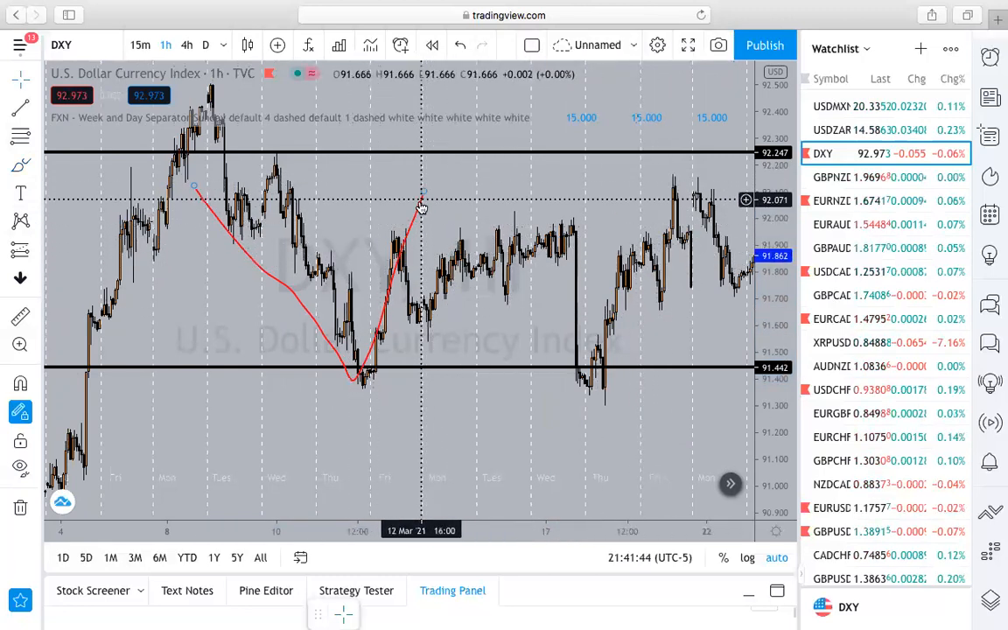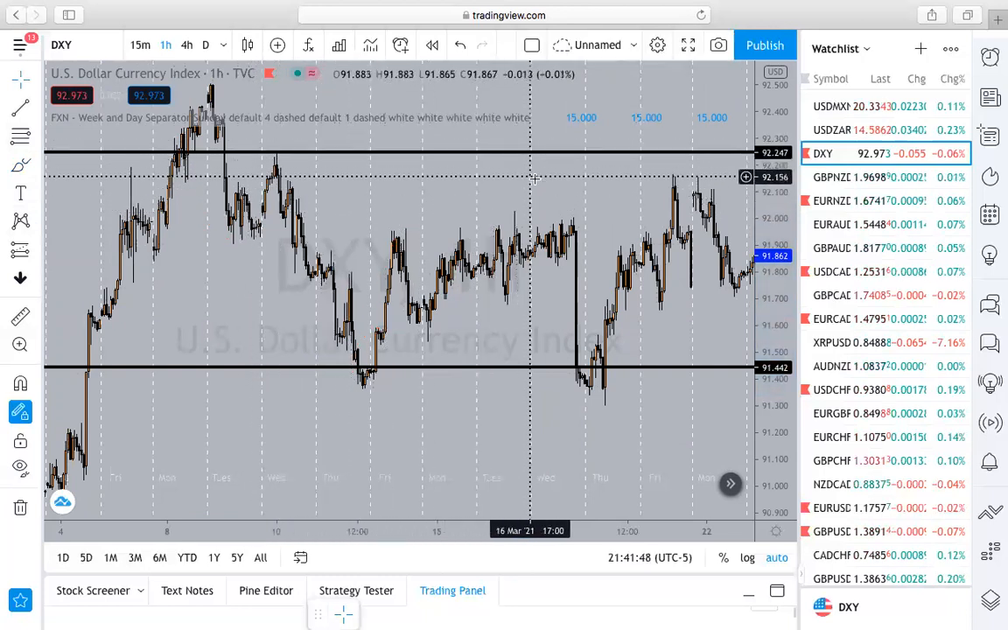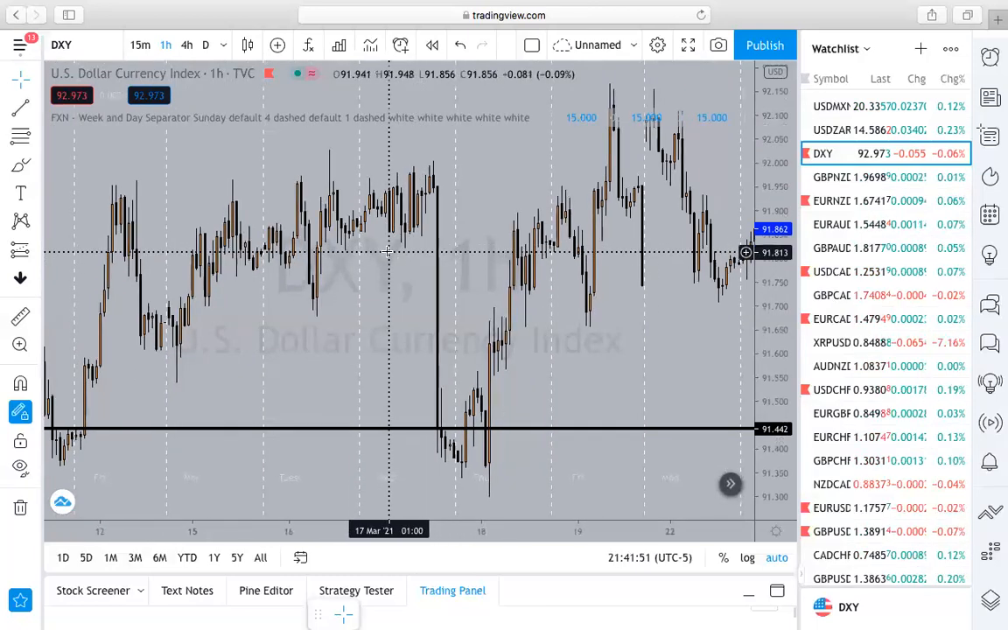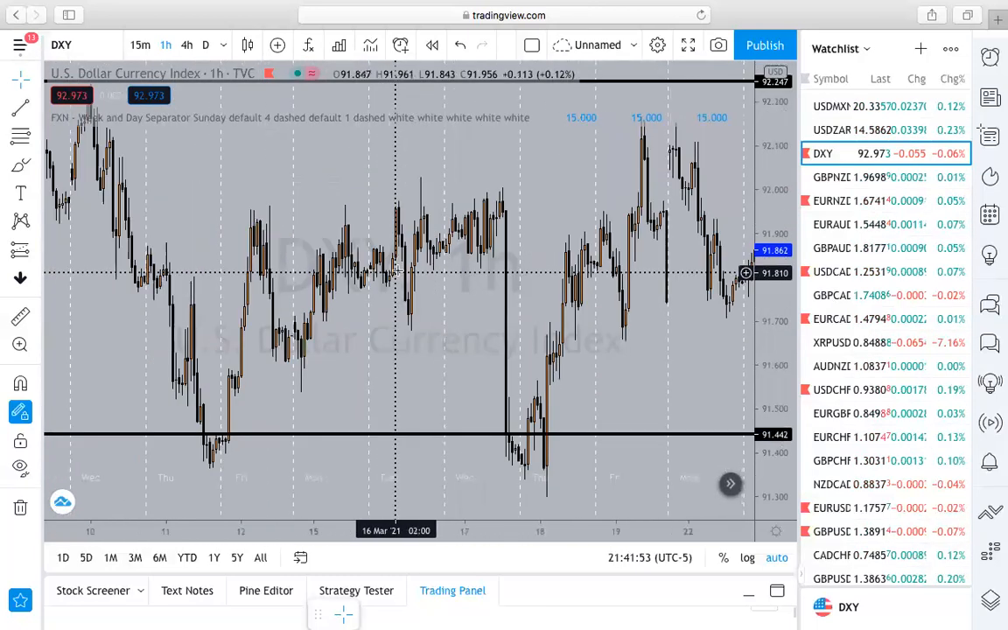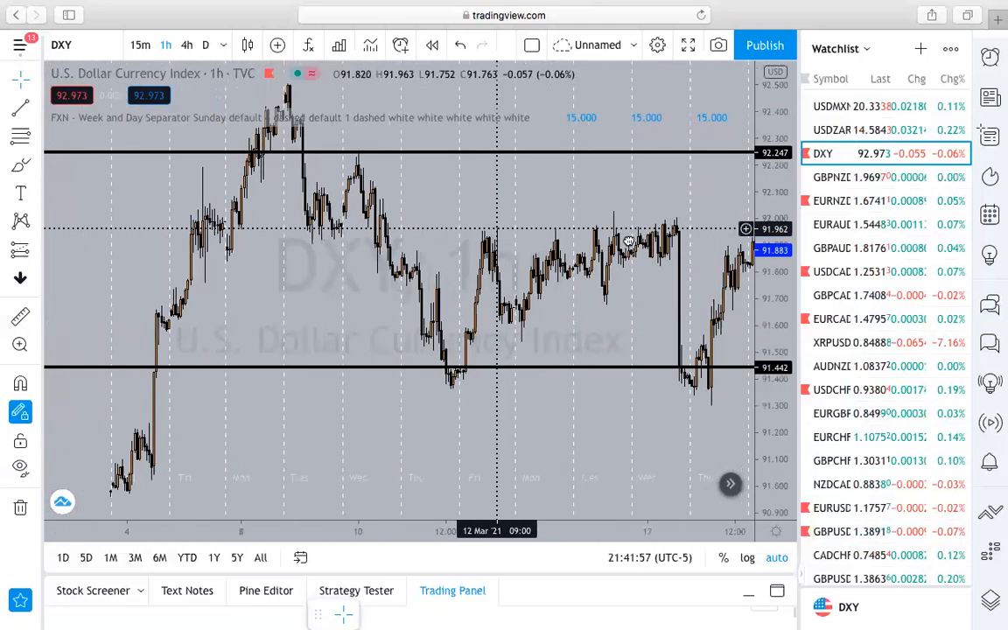And the daily cycle structure is doing the daily cycle as well. It's doing the daily cycle, and we don't even have to go to the 15 minutes to even see that. We can see it happening on the 1 hour time frame.